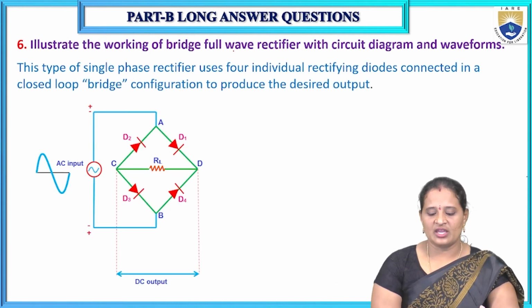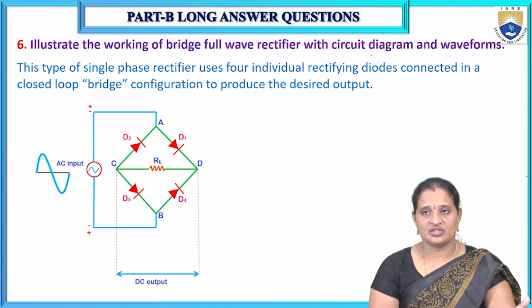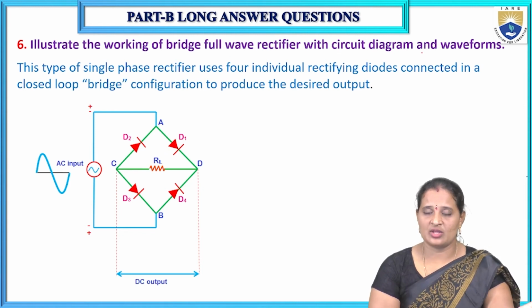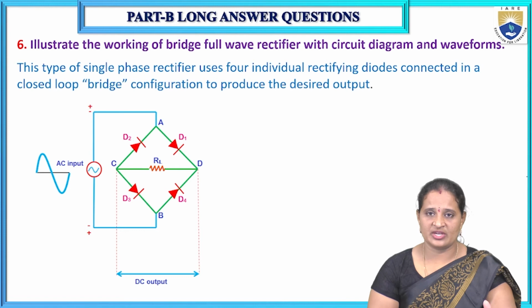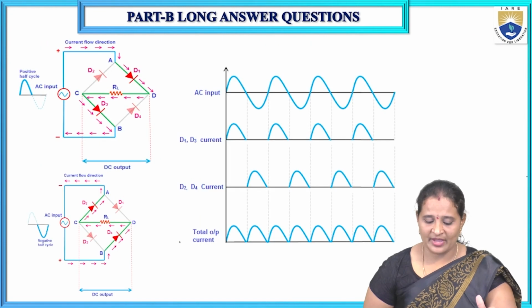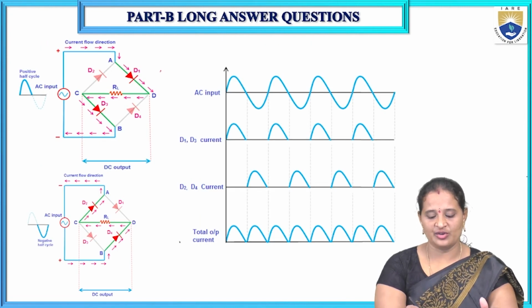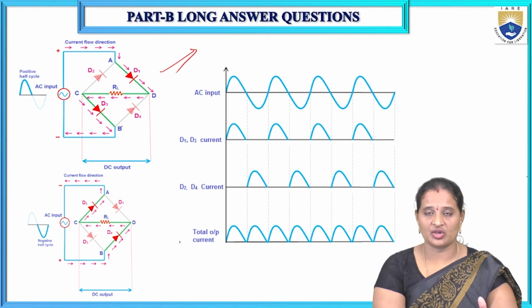Now illustrate the working of bridge full wave rectifier with circuit diagram and waveforms. So, similar to the half wave rectifier, you just define bridge rectifier, why it is so called, draw the bridge rectifier circuit, what happens during the positive half cycle. During the positive half cycle, this is the circuit diagram.